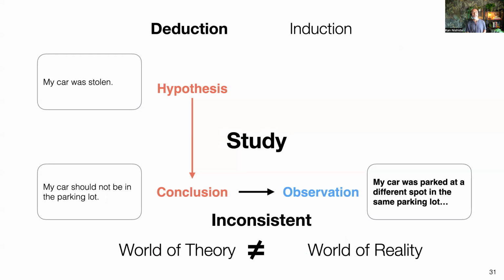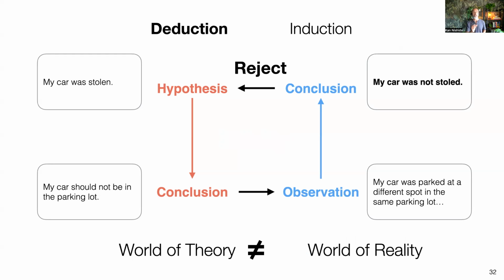So that means my hypothesis, my prediction on the left-hand side, is not consistent with what I observe. The world of theory, left-hand side, and the world of reality are not consistent. Therefore, I can reject the hypothesis. That is the whole reason I ended up concluding that the left-hand side is not working. So I can reject the hypothesis, and my conclusion would be my car was not stolen.